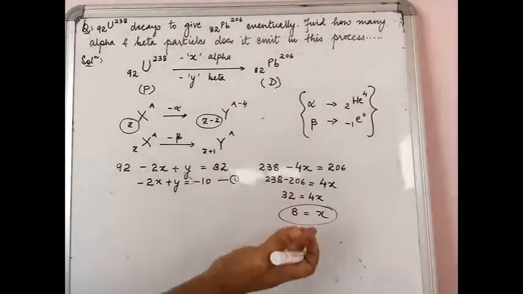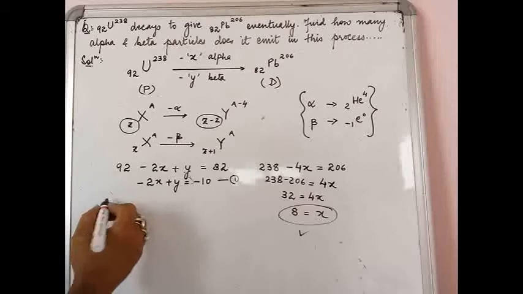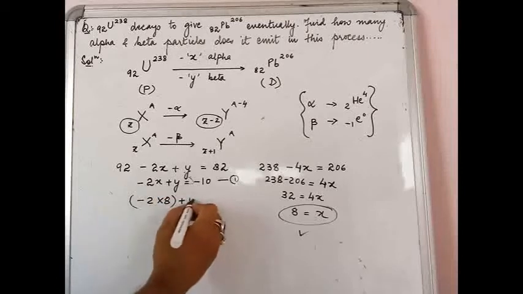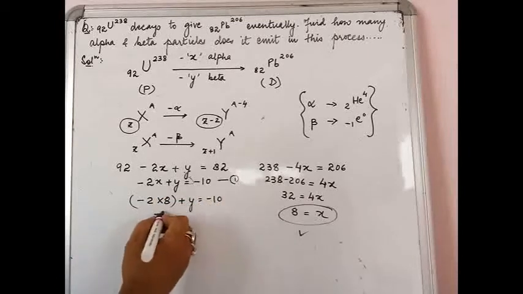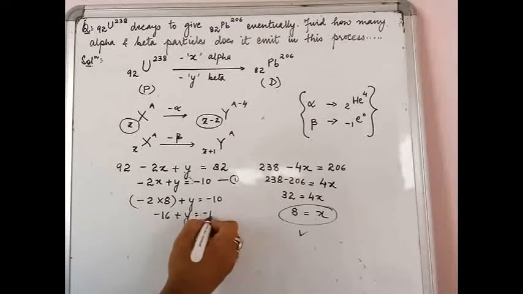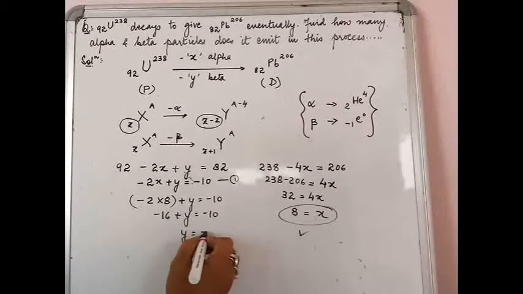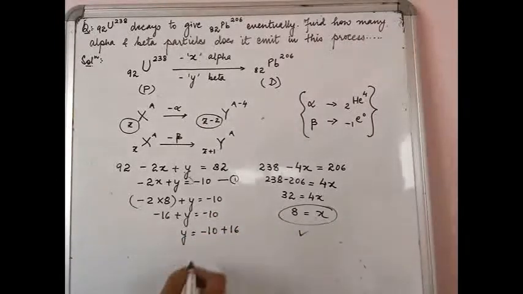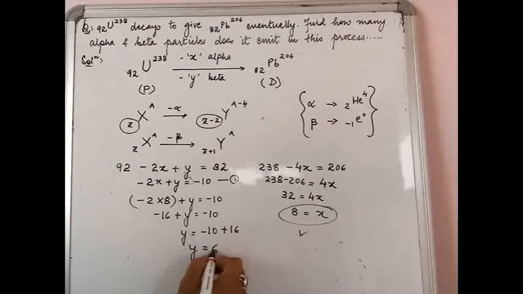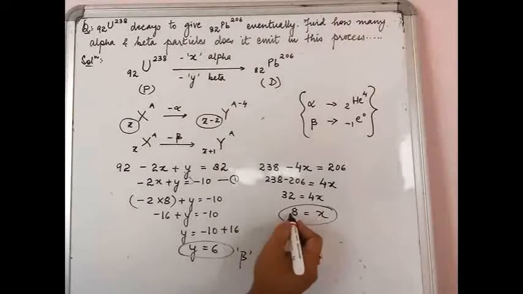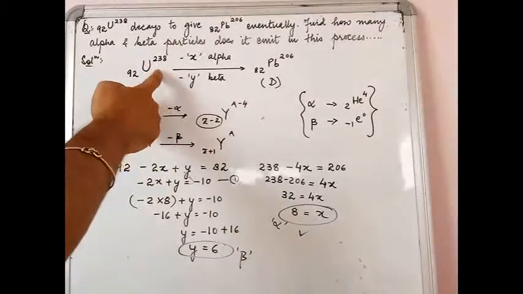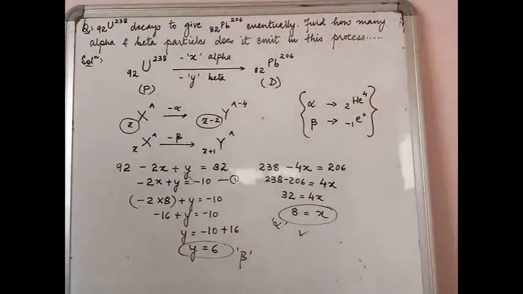Now once you find the value of x, you can easily put it over here. So minus 2 into 8 plus y is going to give you minus 10. Minus 16 plus y is minus 10. Therefore y becomes minus 10, and this minus 16 goes to the other side, it becomes plus 16. Therefore y value is going to become 6. So there are 6 beta particles and there are 8 alpha particles that are going to come out, and then uranium 238 will turn into lead 206.